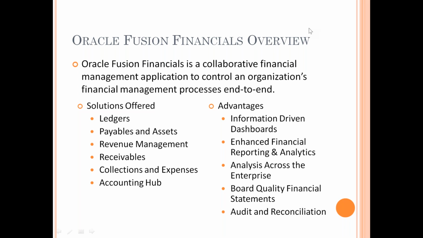Then you can generate board quality financial statements. Now this again is an important thing. See, typically as we discussed, in accounting there are four types of accounting. So one of them is the managerial accounting, where this thing comes, enhanced financial reporting and analytics. And then there is something that is presented to the board and to the external world. So that board and the external world is typically called financial accounting. And that can also be done. And you can audit and reconcile things like where exactly the money was spent, whether it was spent properly or not. All these things are possible in Fusion Financials.